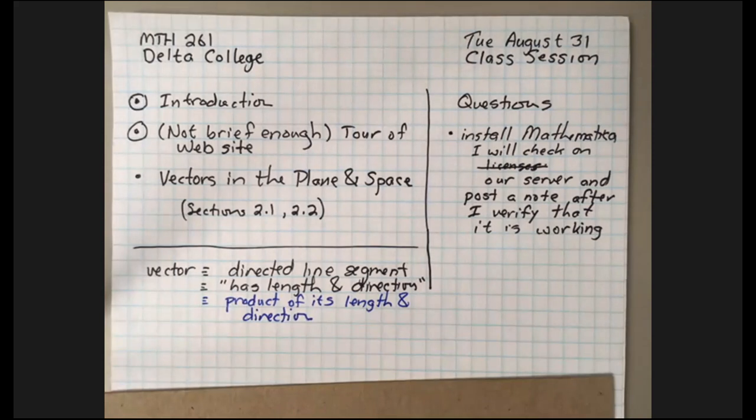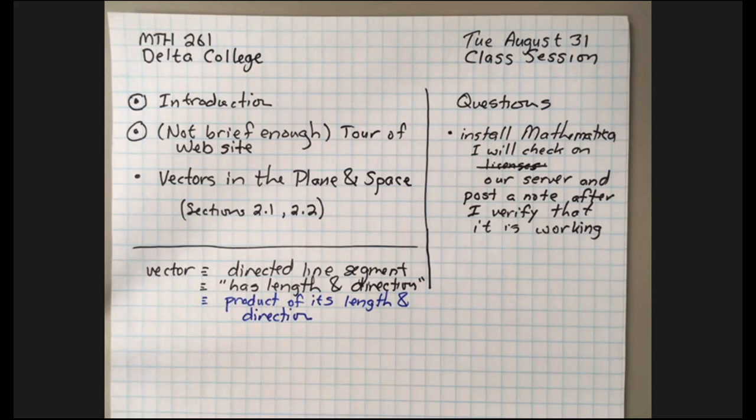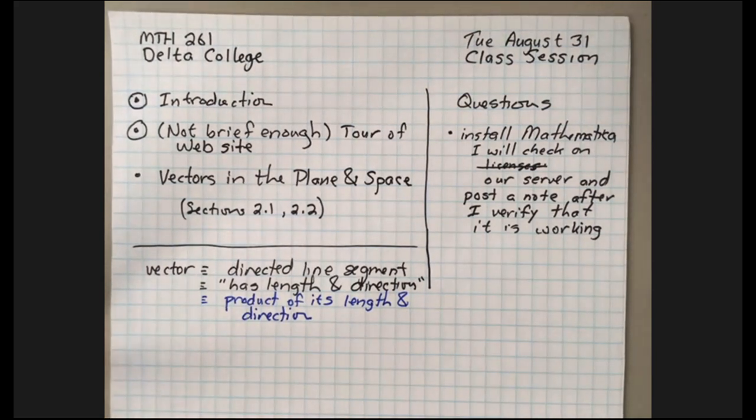So what do I mean by these things? A directed line segment, it has length and direction. It's a product of length and direction. Essentially what I'm trying to communicate to you is a vector is an animal that has two qualities. It's a very simple animal. You're an animal that has many qualities, you know, height, weight, hair color, age. Many, many things describe you. Only two things describe a vector, and that is its length and its direction.